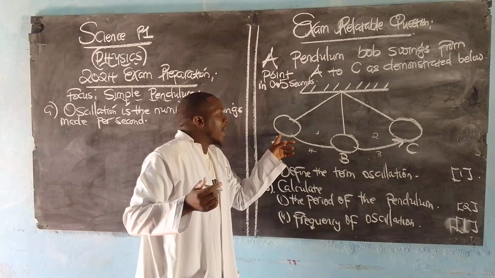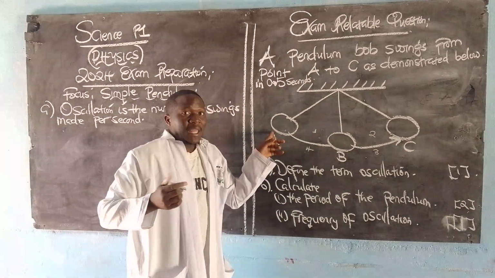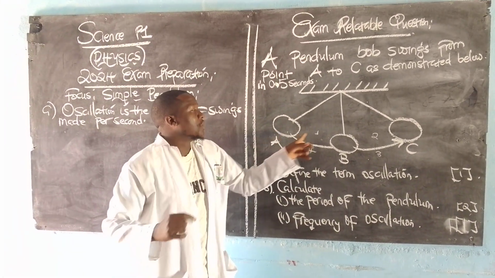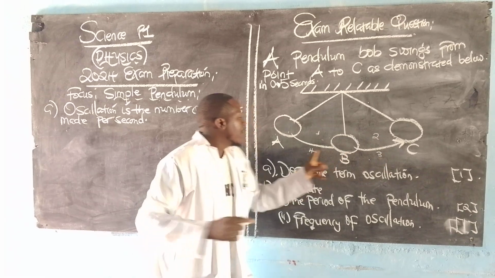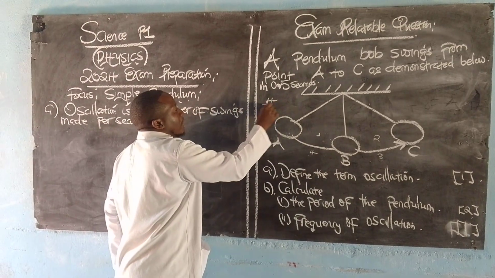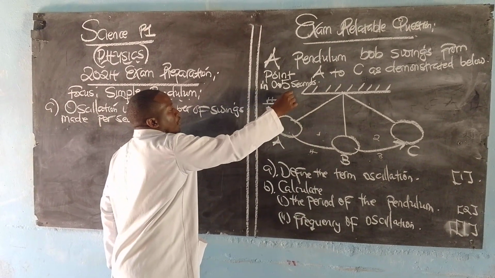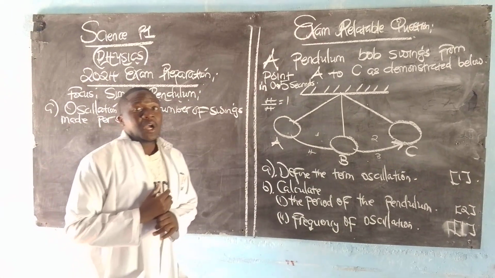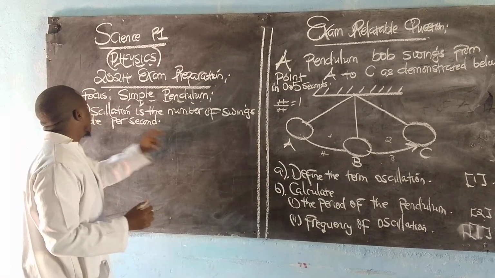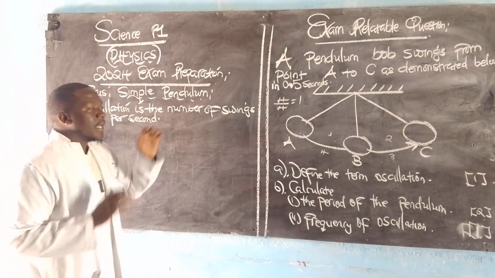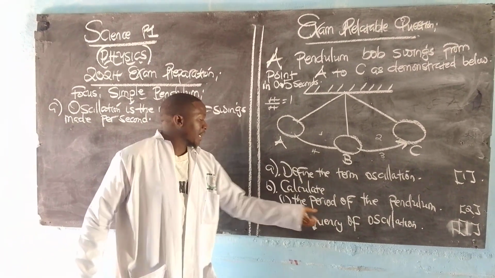If it moves from A to C and back to A, that is an oscillation which is 1. So it will be 1, 2, 3, 4. We say it has moved 4 times and the number of swings is 4, which is equal to 1 oscillation. So the number of swings made per second is what is scientifically termed as oscillation.